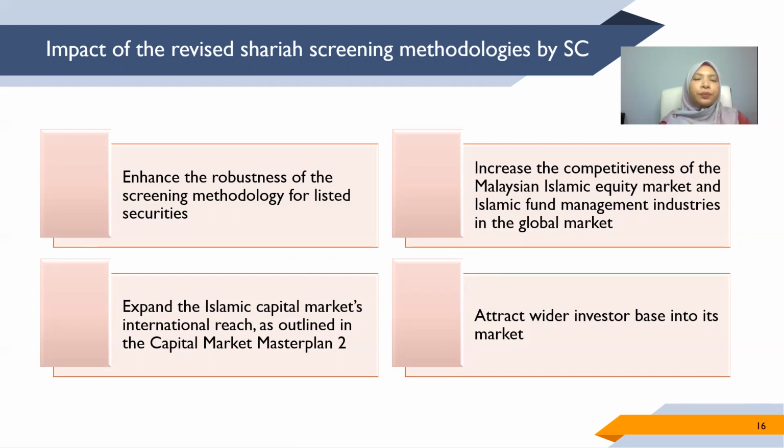It also expands the Islamic capital market's international reach as outlined in the Capital Market Master Plan 2. And of course, it will attract a wider investor base into its market, because at the same time it increases competitiveness among all the institutions, and we will attract more investors because the Shariah part is strengthened.